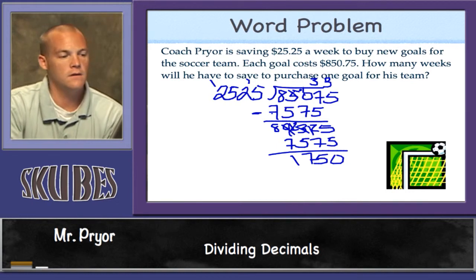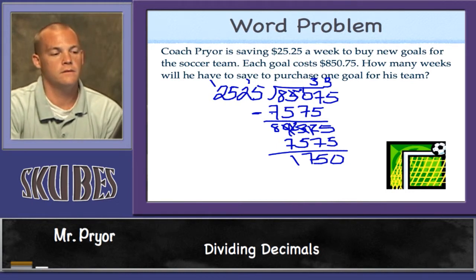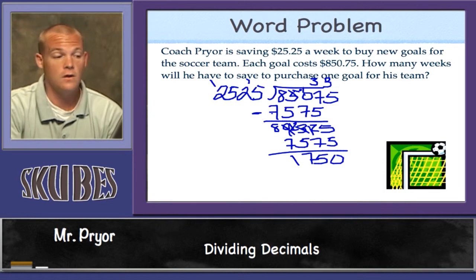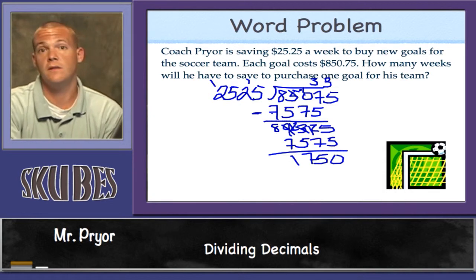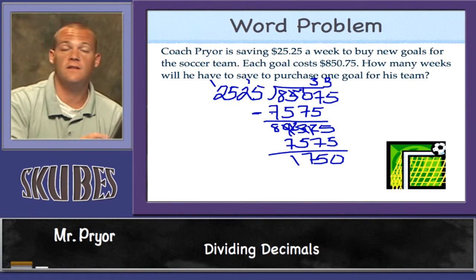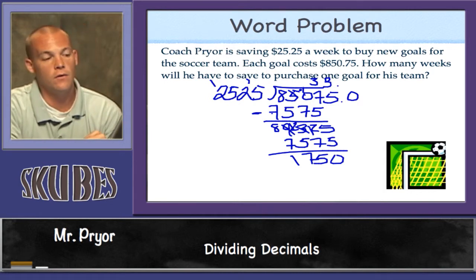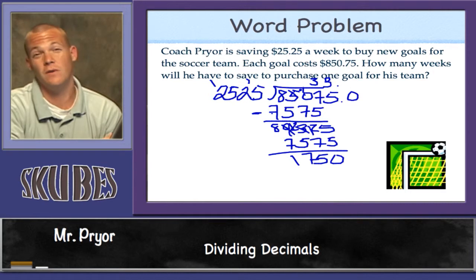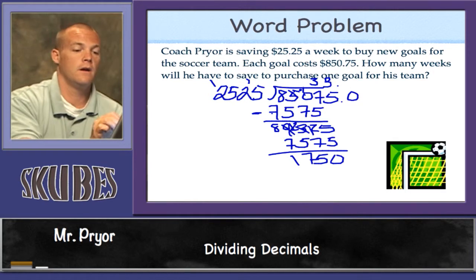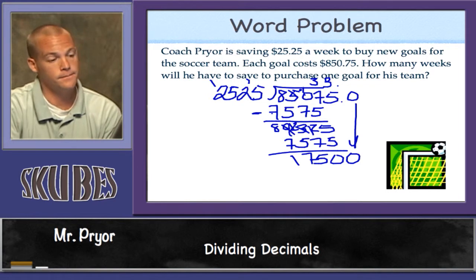Now at this point, depending on what your teacher would want from you, again, you can continue to divide, or you can know it's approximately 33 weeks. If you're going to continue to divide, you would have to include a decimal and add a 0, which would put a decimal here for your solution, which would mean you would have a partial week in there. You bring that 0 down, and you would continue dividing.